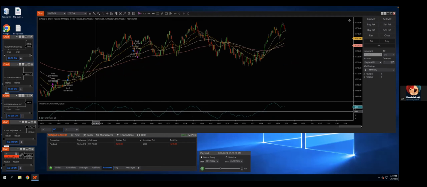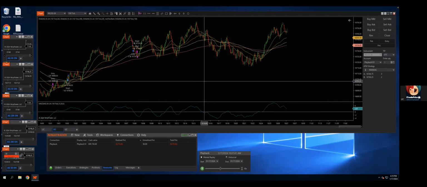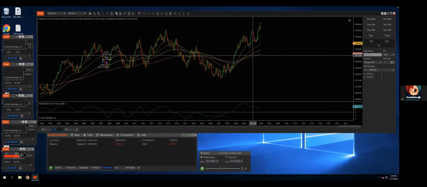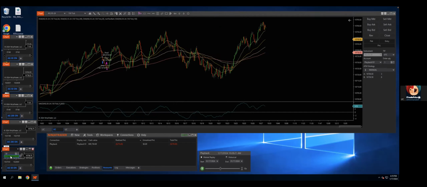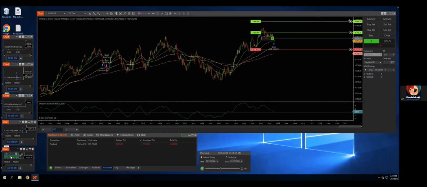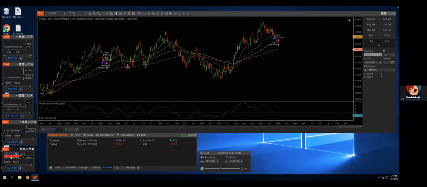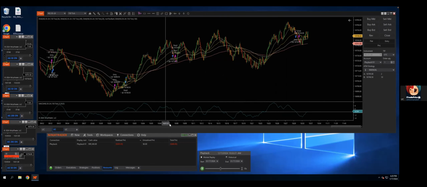So I'm looking for expansion like this, and there we go. We got a little bit higher. From the perspective of strategy, you're enabling and disabling it, that's fine, but you're only trading one kind of setup, right? Correct. I think it's just easier that way. And that one I would have taken and I lost, and that's okay.